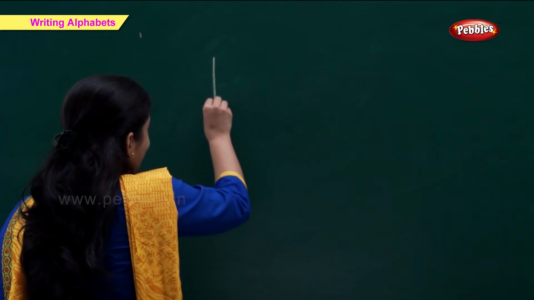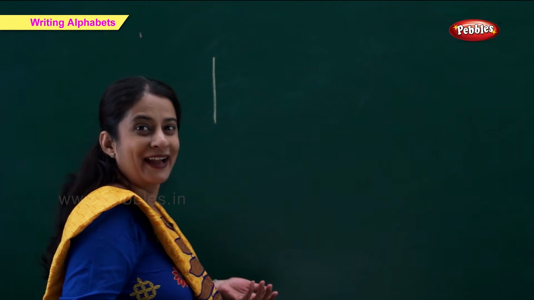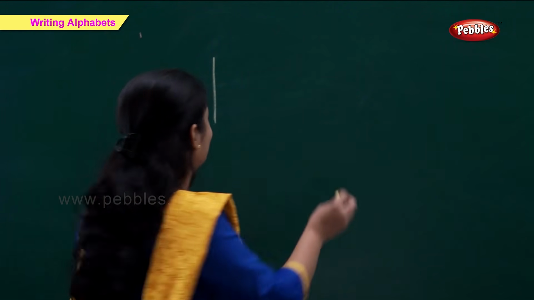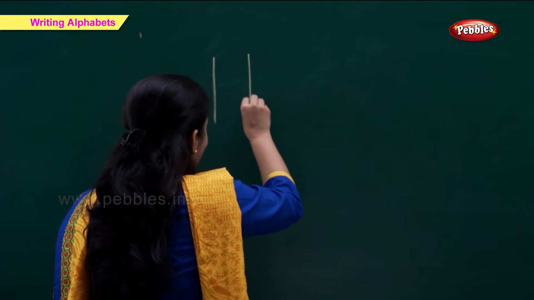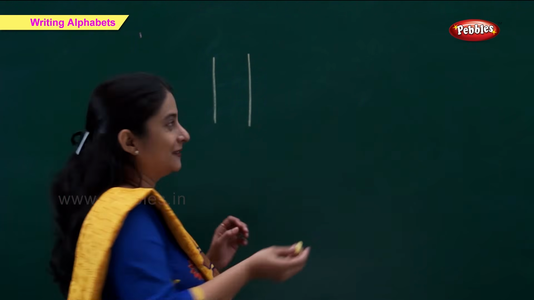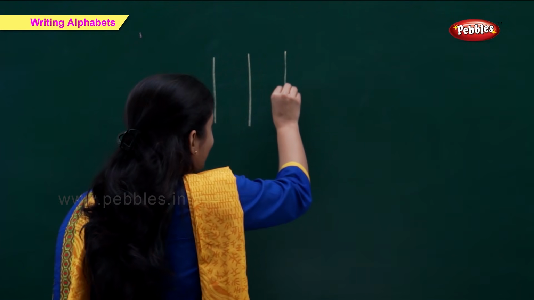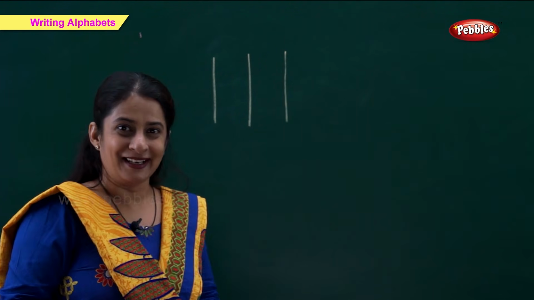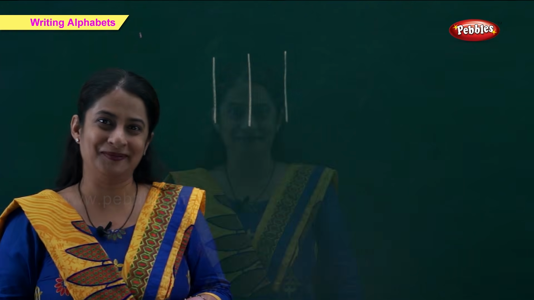Now we will write L. Small l. Just a standing line makes small l. Just a standing line makes small l. Again. Just a standing line makes small l.